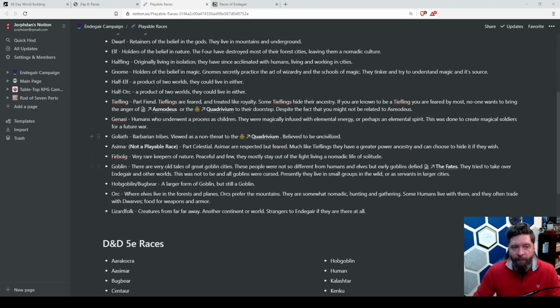Goblins. There are very old tales of goblin great cities. Their people were not so different from humans and elves, but early goblins defied the fates. They tried to take over Endegar and other worlds, and they were cursed. So they presently live in small groups in the wild or as servants in larger cities. Hobgoblins and bugbears are just a larger form of goblin, but still a goblin.